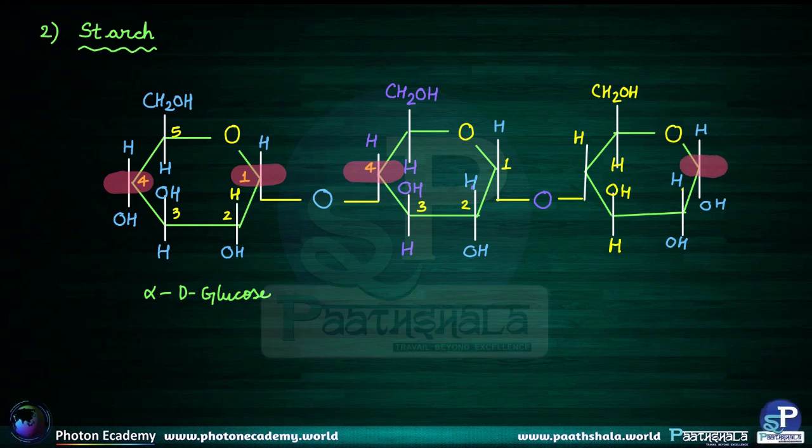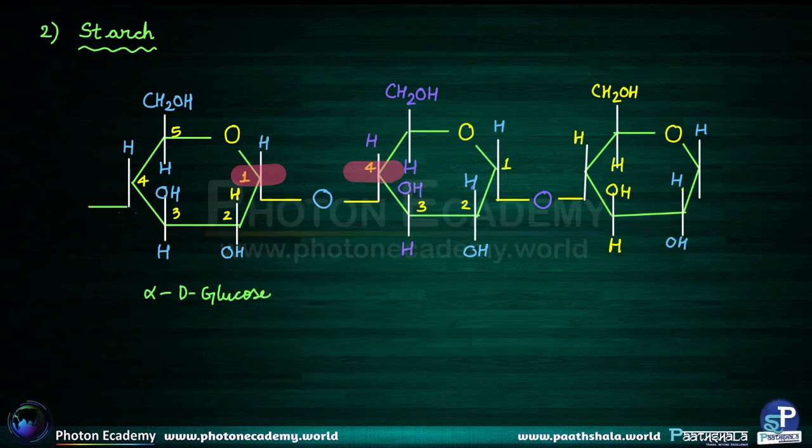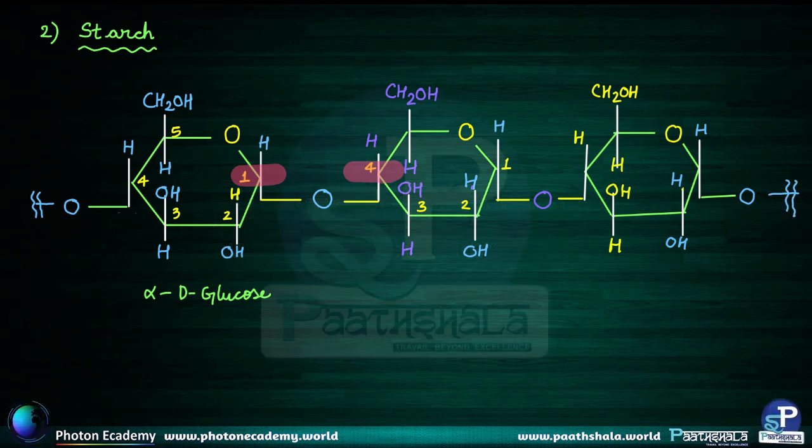So you can see that the fourth is getting attached to the first, so we can just see an open structure over here. We'll make them in such a way that we are aware that the chain continues ahead, in such a manner that there is another unit of alpha D glucose present on the side. This straight chain structure that we have just seen is a component of starch.